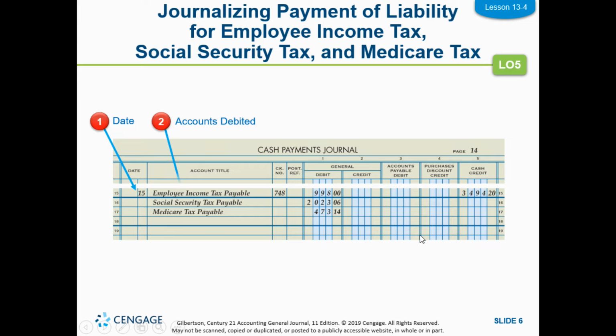Next, okay, here we go. Date, accounts debited, check number, debit amounts, credit amounts. The check amount is the credit amount for cash credit, cash payments journal. Okay? All righty, that's recording federal payroll.